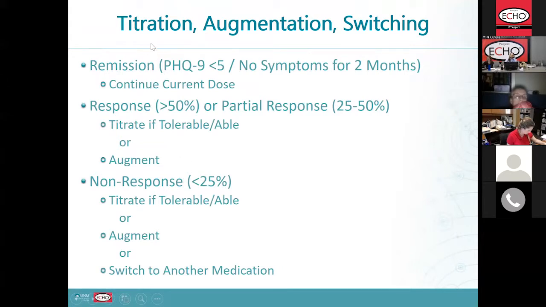So going back to the step of titration, augmenting, and switching, if somebody has entered into remission as a result of a treatment, continue the current treatment. If somebody has had a response or a partial response, what you do with that is either you titrate the medication if it's tolerable to do so, or you augment. If a patient has had a non-response, either titrate or augment or switch to another medication. There are some studies that suggest that augmenting a non-response can precipitate a response. There are other studies suggesting that if you have a non-response, you may as well just not use that base treatment and switch to another treatment entirely.